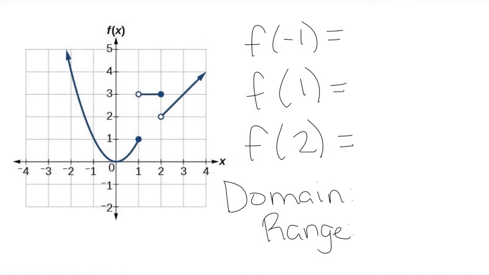This graph is not continuous. It is discontinuous. And the reason it is discontinuous is because we can see here that there is a break, and also there is a break here in the graph.